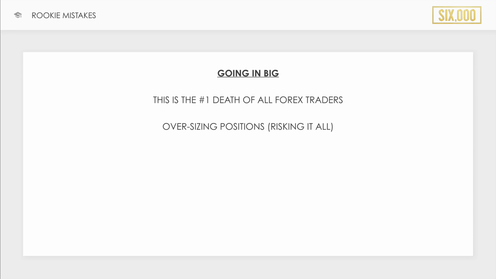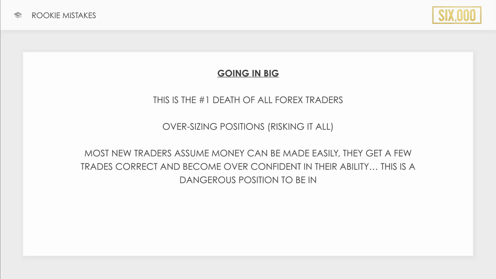Like I mentioned at the start of today's module, going for the big lottery win. Just going all out, risking $1,000 on one trade and crossing their fingers and hoping for the best. Most new traders assume money can be made easily. They get a few trades correct. They just guess the direction. And people can do that. It's not sustainable long term, but short term, you may get a few small trades correct. And then you become overconfident. They become overconfident in their own ability. And this is a very dangerous position to be in.